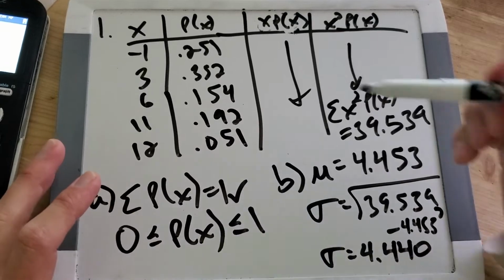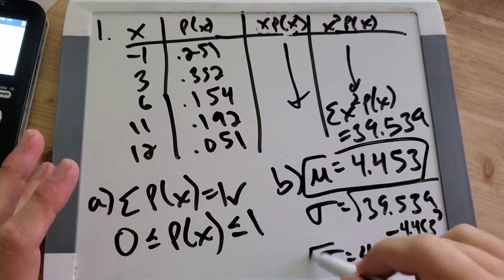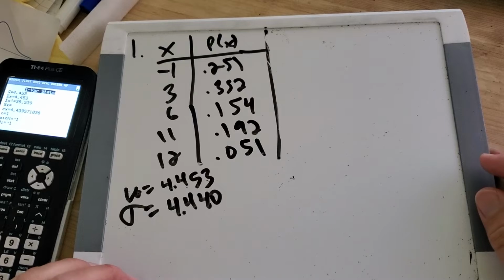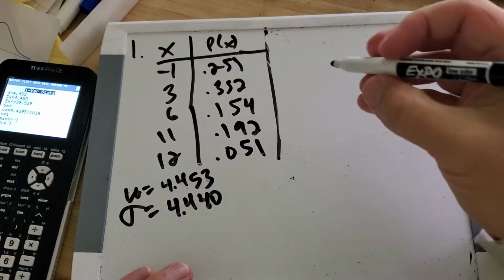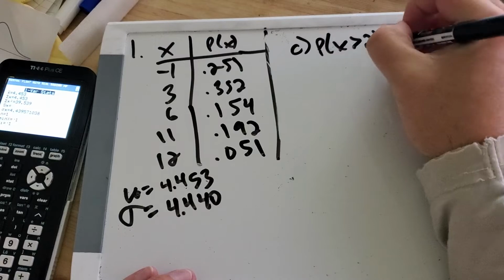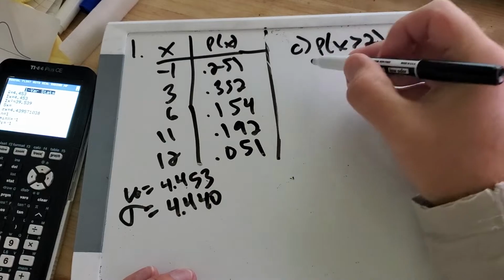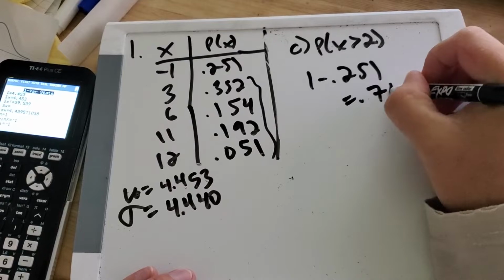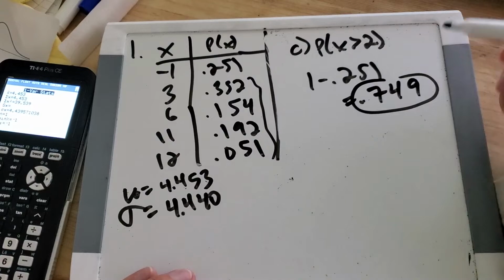I had to pause for a second. Let me see. So that's part A. Part B. Now, it's a little bit of magic. All right. Magic accomplished. It's really wobbly. Sorry about that. Anyway, so part C says, what's the probability x greater than 2? Well, the only thing that x greater than 2 leaves out is this one. So I could add these up, or I could just do 1 minus 0.251 and get 0.749. If you add these up, you'll get the same thing. That's math.